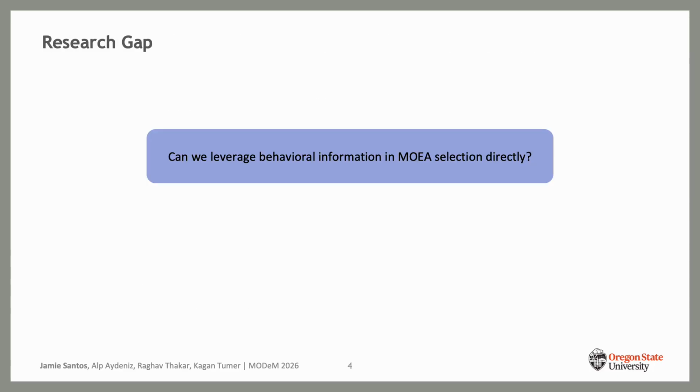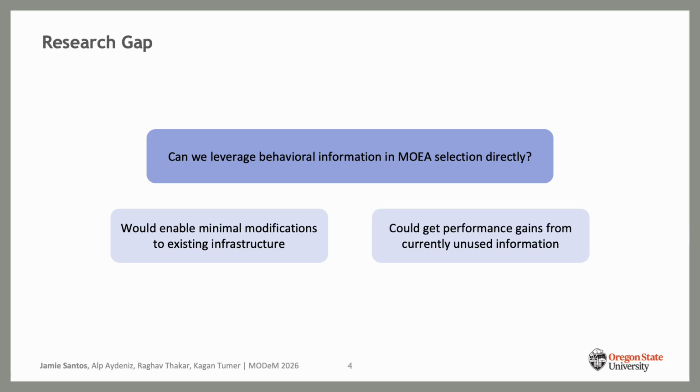This leads us to our research gap. Can we leverage behavioral information in MOEA selection directly? Concretely, from this we can obtain two things. We would be able to reuse existing infrastructure with minimal modifications, including decision-making methods. And, more importantly, we could get performance gains from currently unused information that is already present in most problem formulations.